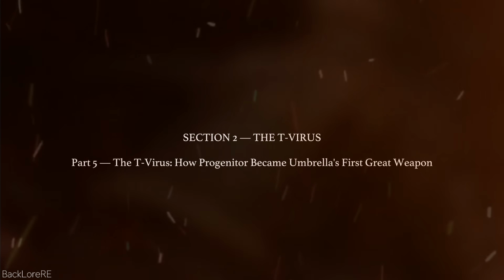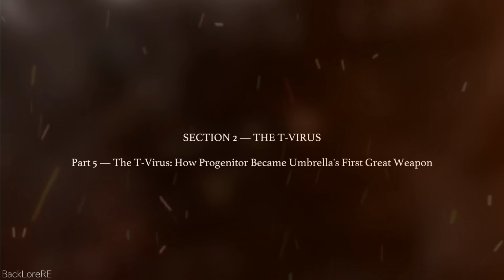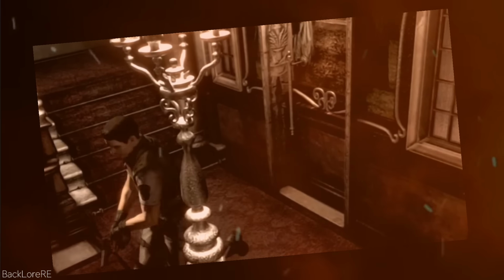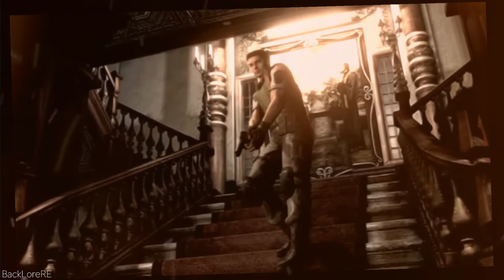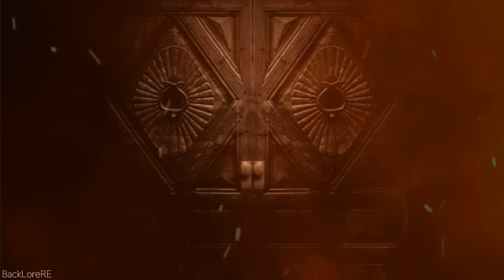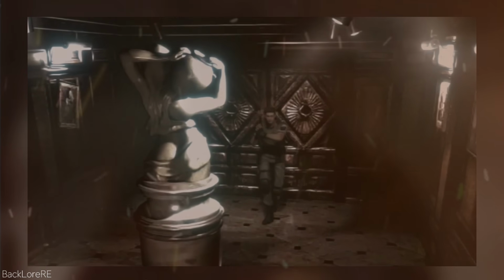Part 5. The T-Virus. How Progenitor became Umbrella's first great weapon. James Marcus took Progenitor's raw, unpredictable material and turned it into something Umbrella could actually build a program around. The T-Virus was his answer to the compatibility problem covered earlier, a refined strain capable of producing more consistent results across a wider range of hosts than the source material ever managed on its own.